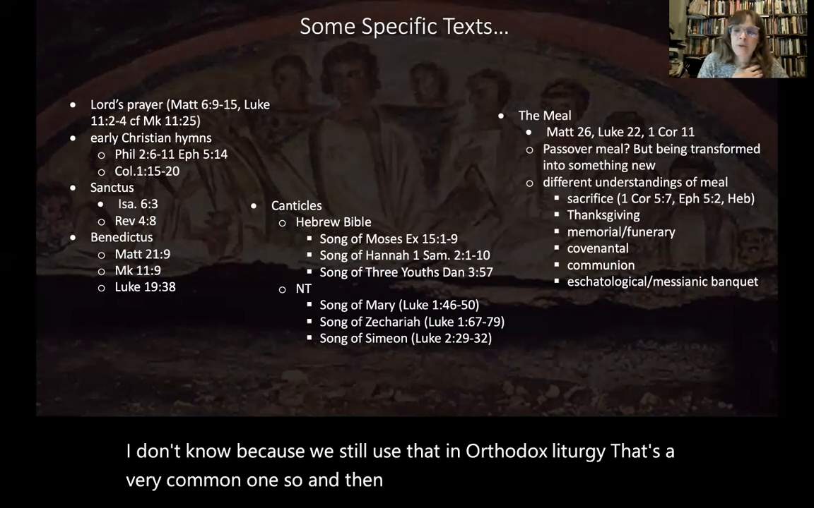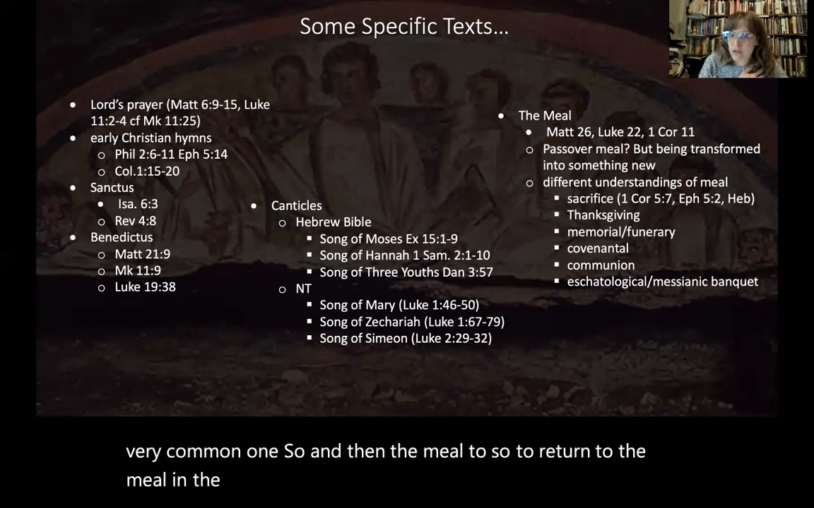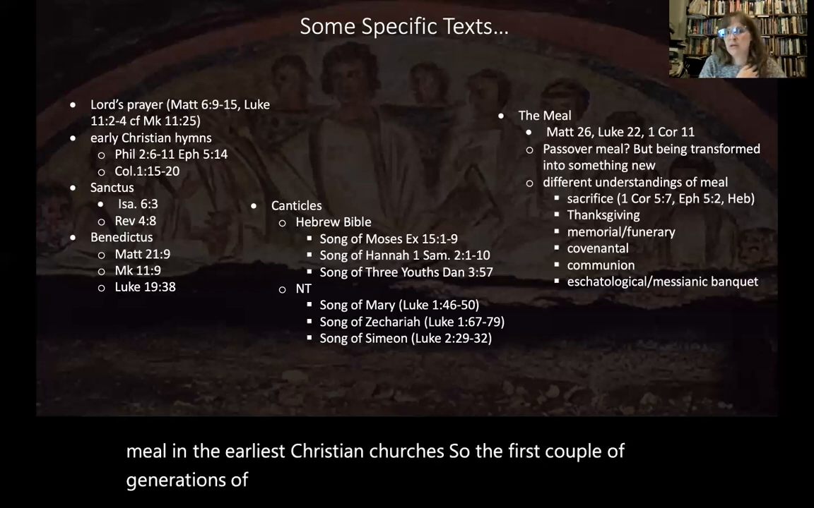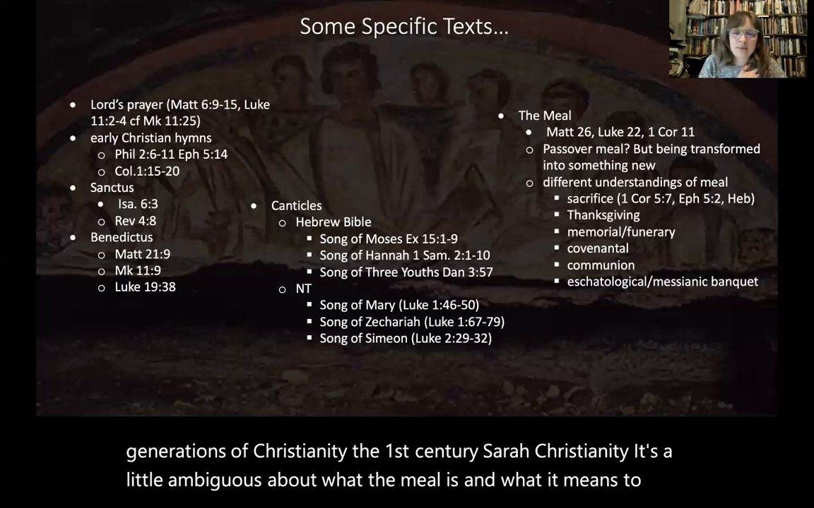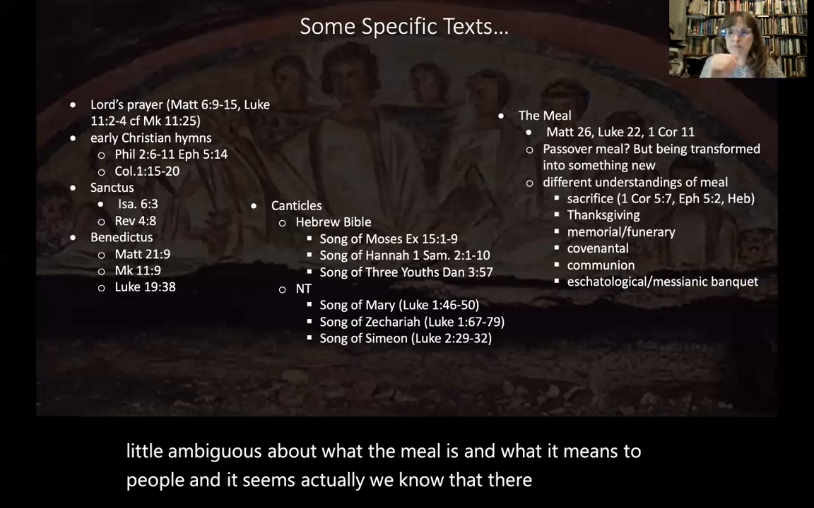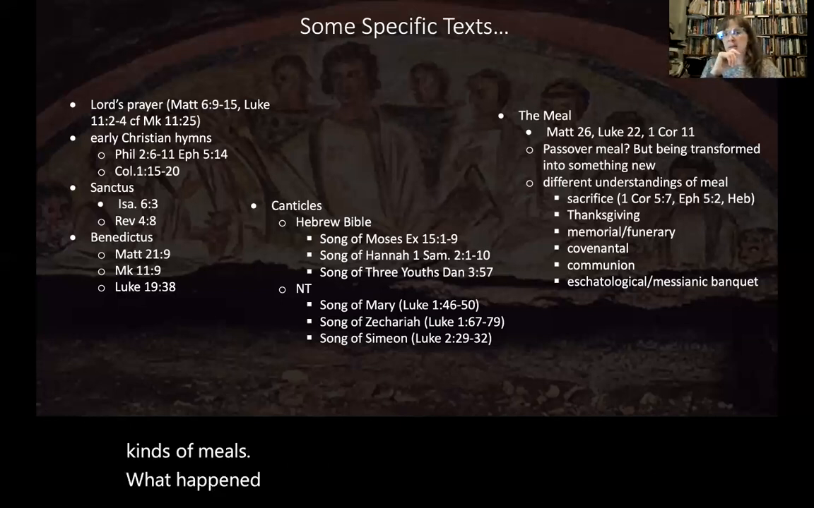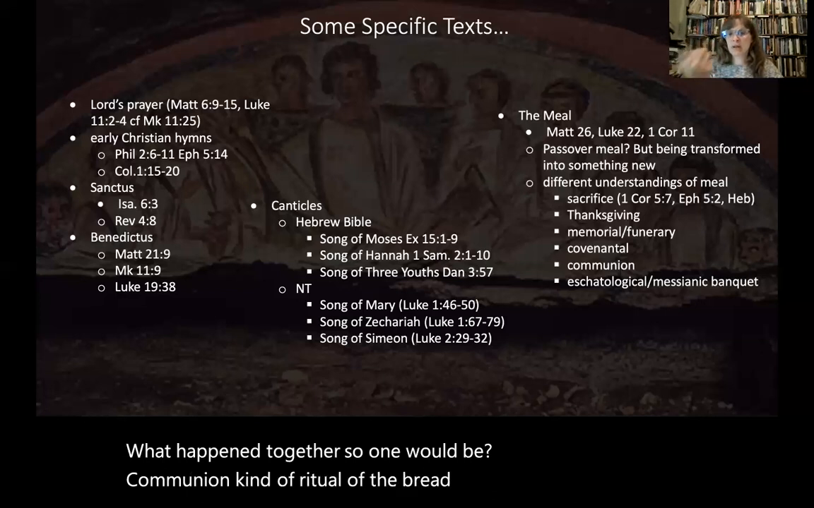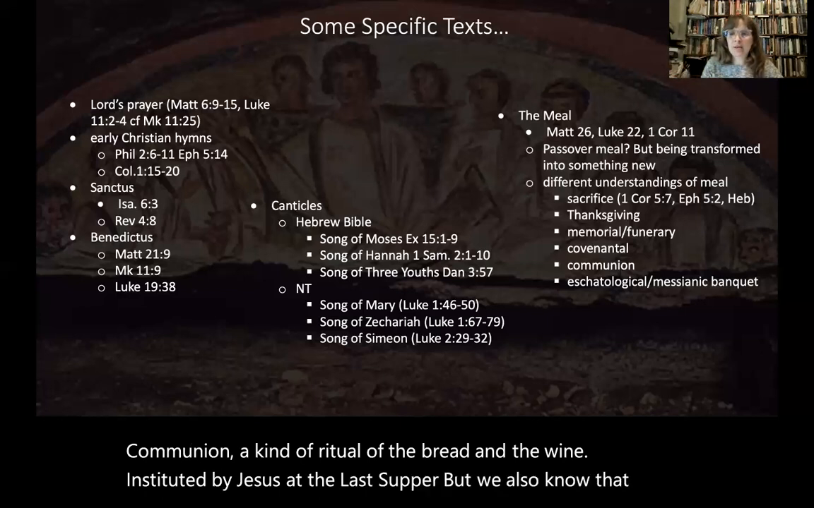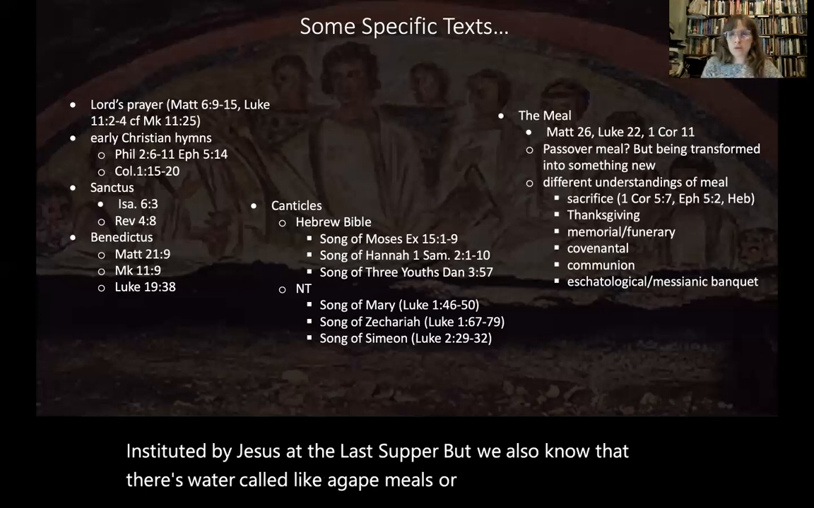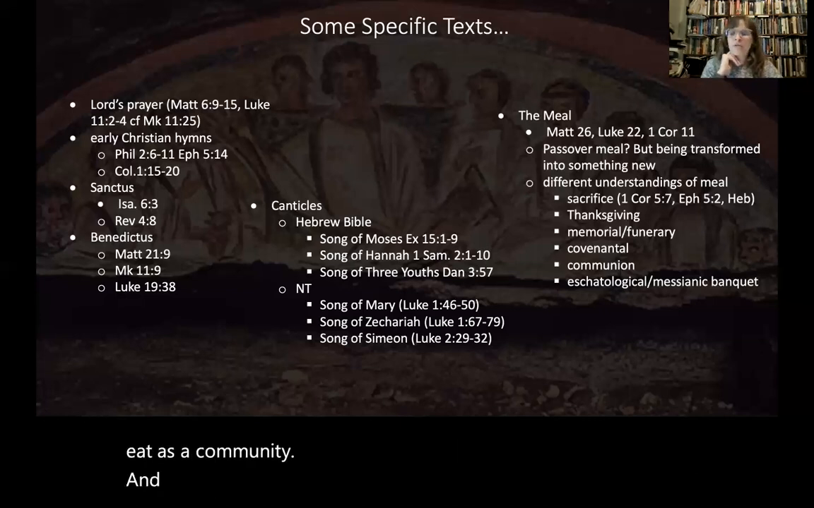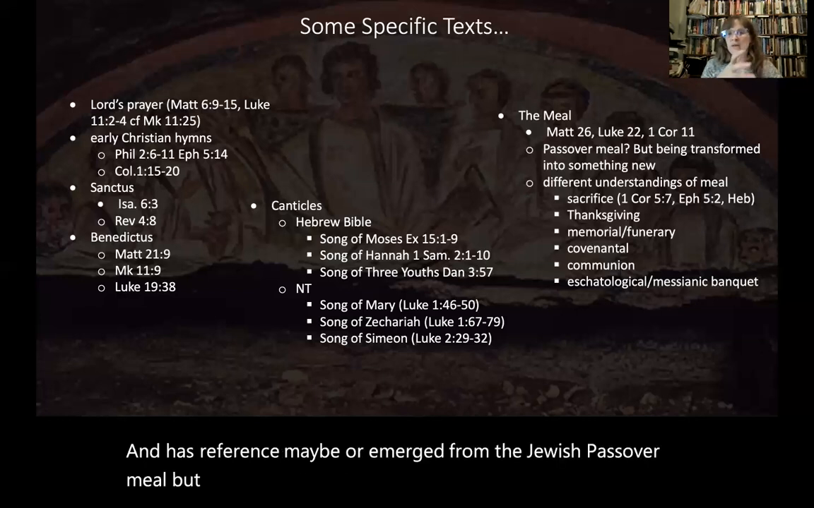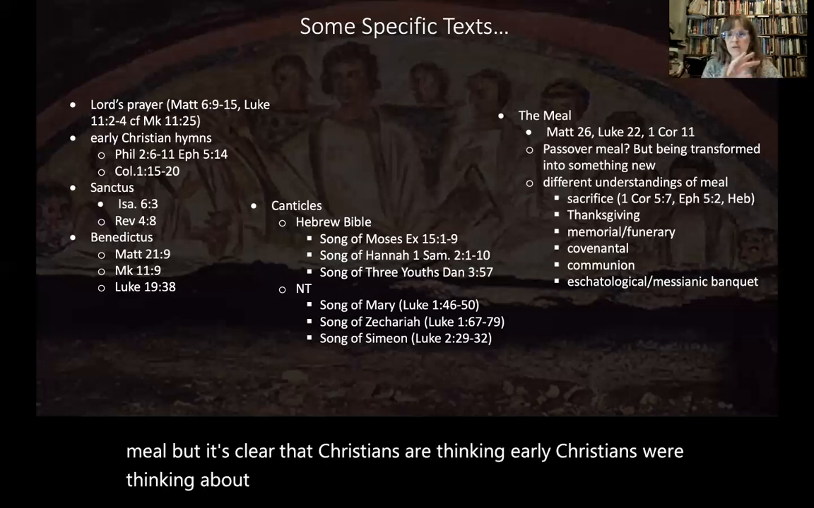And then the meal, so to return to the meal. In the earliest Christian churches, the first couple of generations of Christianity, the first century or so, it's a little ambiguous what the meal is and what it means to people. Actually, we know that there are multiple kinds of meals that would happen together. One would be communion, a ritual of the bread and the wine, as instituted by Jesus at the Last Supper. But we also know there are what are called agape meals, or community meals, so that people would come back together and eat as a community. It has reference maybe or emerged from the Jewish Passover meal. But it's clear that early Christians are thinking about things differently and trying to figure out who this Jesus is.